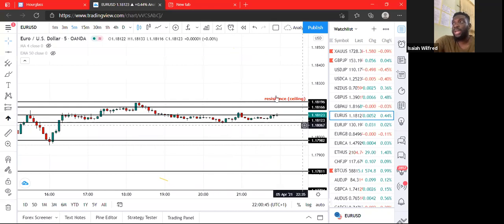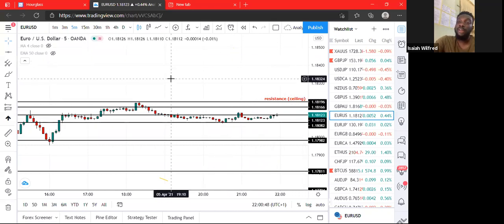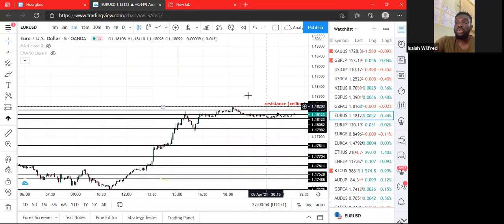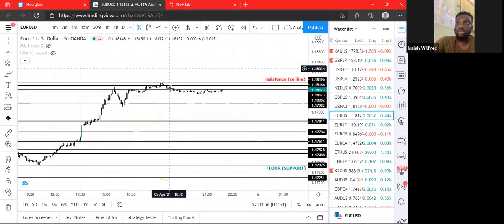So just by doing this, after I finished marking up the chart and I want to start taking trades, what am I doing? I just go back to my Cashtrap.